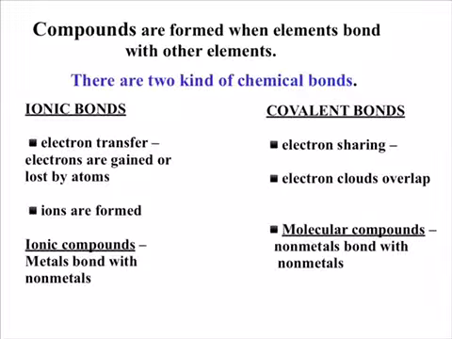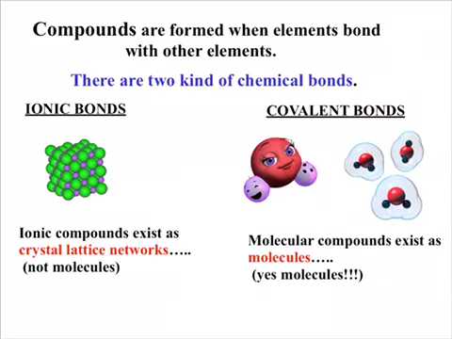Here's a brief summary of some of that information that you need to know. What type of elements get involved in an ionic compound? Metals and nonmetals. Nonmetals bonding with other nonmetals will always form molecular compounds. The other thing you want to understand is what kind of structure is formed from these two different kinds of bonds. In an ionic bond, what you end up with is called a crystal lattice network, or a crystal. They do not have molecules.